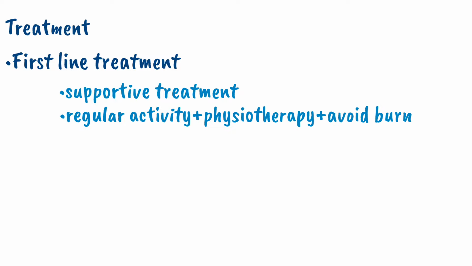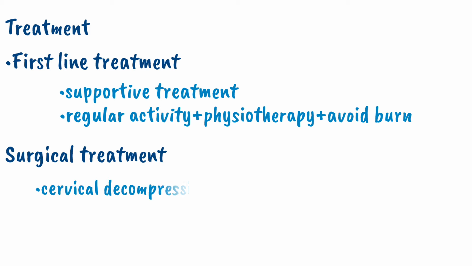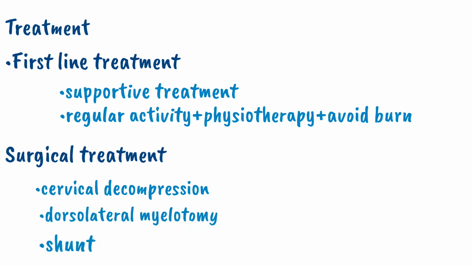After diagnosis, now come toward the treatment of syringomyelia. The first line treatment of syringomyelia is supportive treatment. The patient should perform regular activity, should do physiotherapy and avoid burns, trauma or hot water. Other than this supportive treatment, the patient can also undergo surgical treatment. The surgical treatment of syringomyelia includes cervical decompression, dorsolateral myelotomy and shunt.